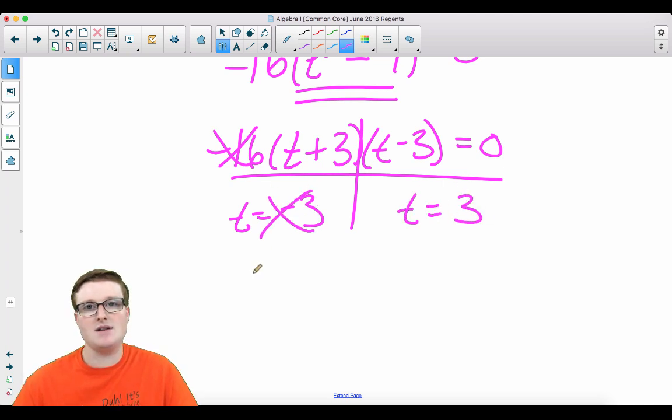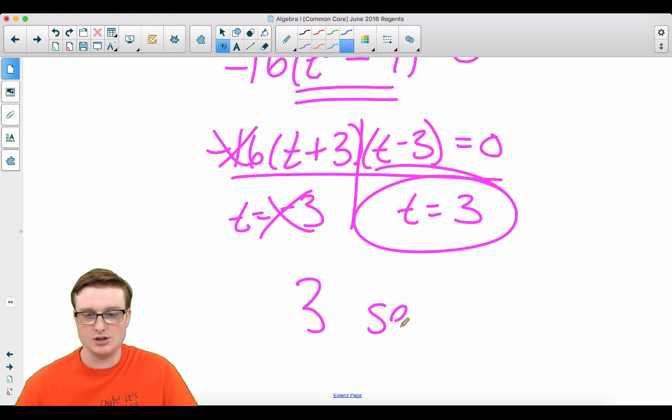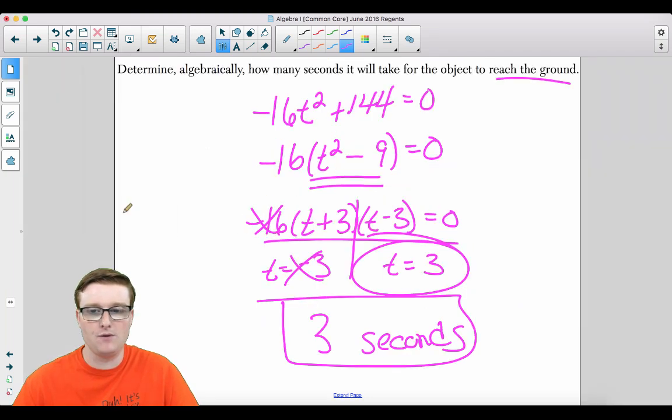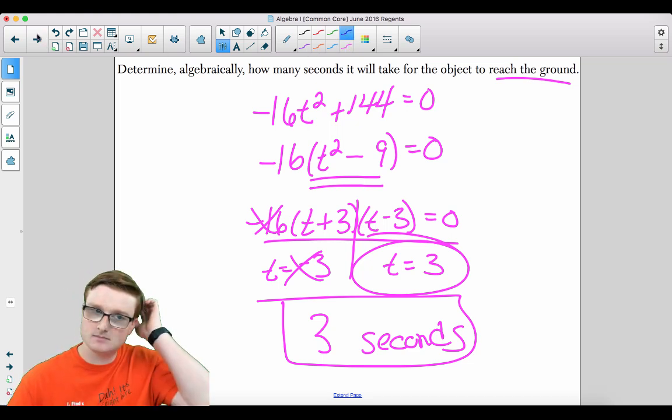You cannot have negative seconds, so you're forced to go with 3 seconds. So your answer for this is 3 seconds went by for the object to finally reach the ground. And that's it. All right. Moving on to question number 34.